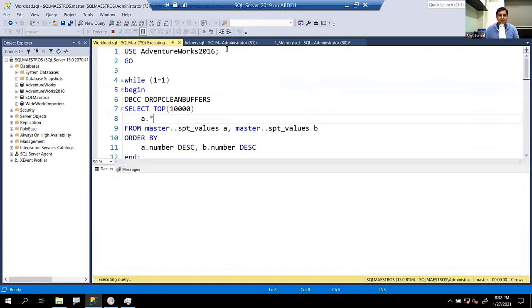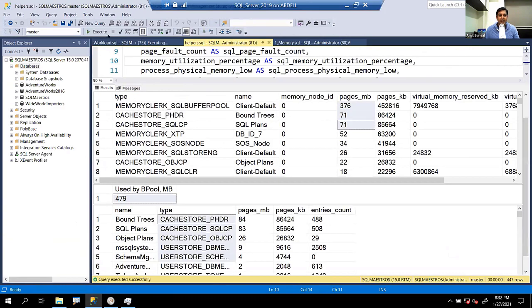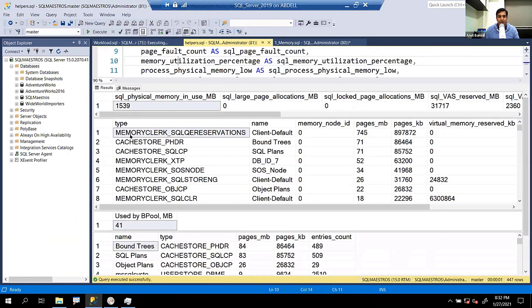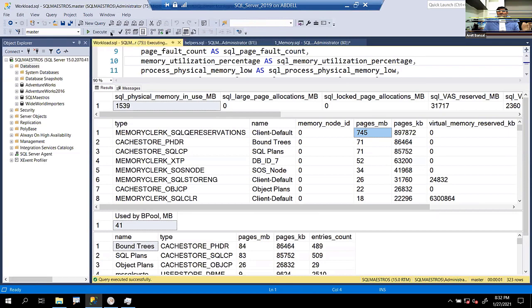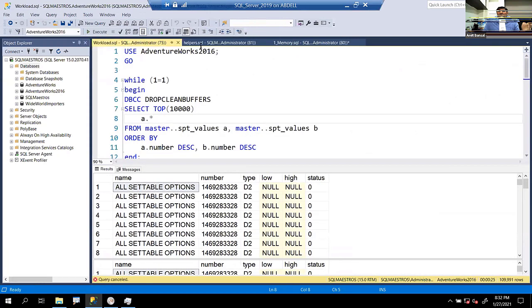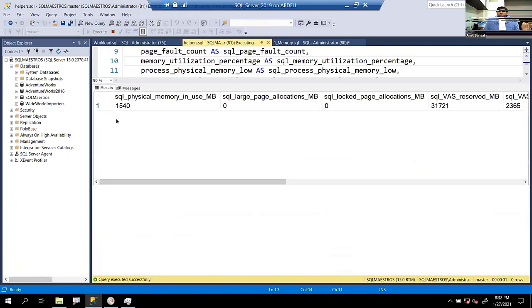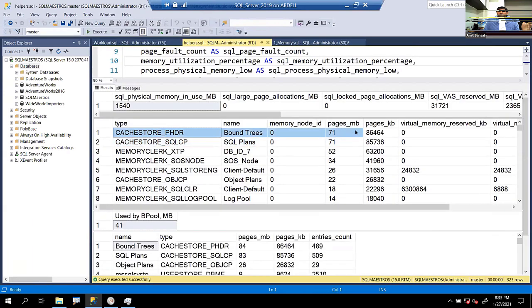And when I execute this, while it is running, we go to the helpers and execute this. You will see now that memory clerk SQL reservations comes on top, and it's consuming close to 700 to 800 megabytes of space. Now this is interesting. Suddenly SQL reservation shoots up on top, much more than buffer pool. And when you stop this workload and go to the helper and execute this again, you can see SQL reservation just vanishes away. So this is like clerk allocation and deallocation happening very dynamically.